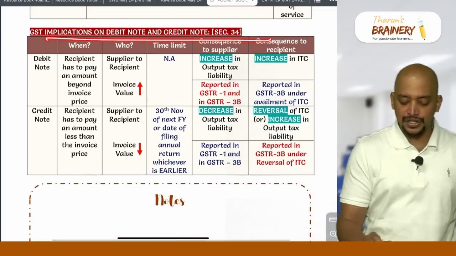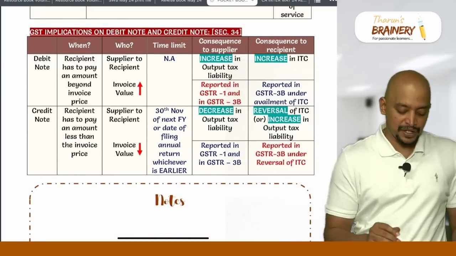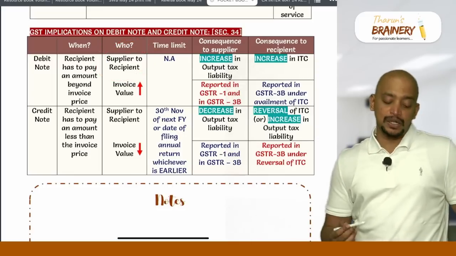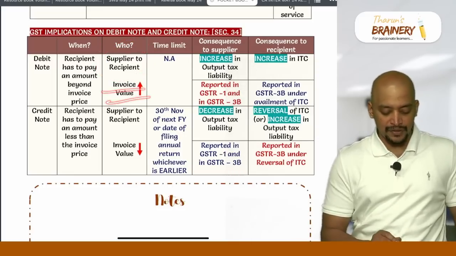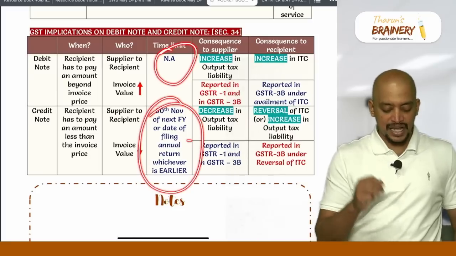Then GST implications on debit note and credit note. Who will be giving a debit note or credit note to whom? The supplier will be giving it to the recipient. When a debit note is given, the invoice value increases; with a credit note, the invoice value decreases. And a debit note doesn't have any time limit, while a credit note has a time limit.